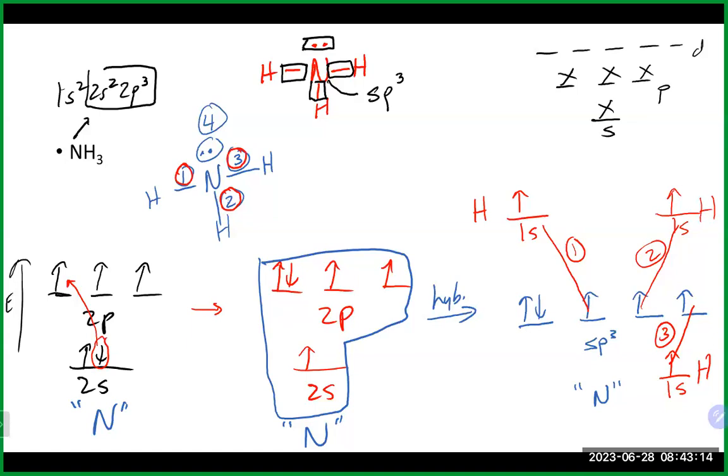Each of those bonds, those are all sigma bonds. So each of those bonds would be a result of the orbitals basically coming head to head and overlapping with each other. So each of these guys here would be sigma bonds. So in this case, there are 3 sigma bonds.